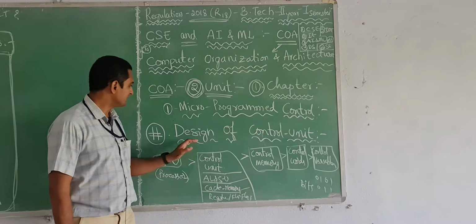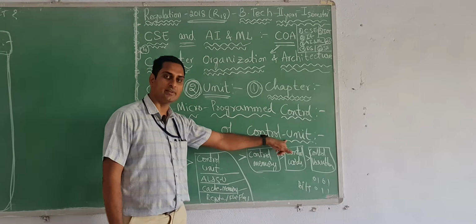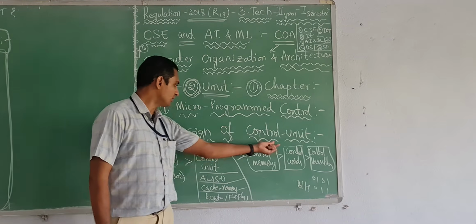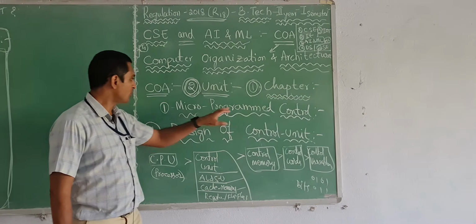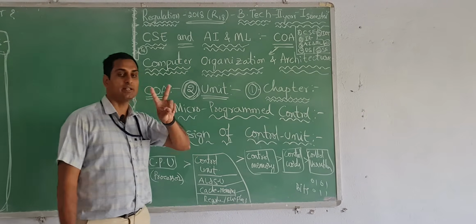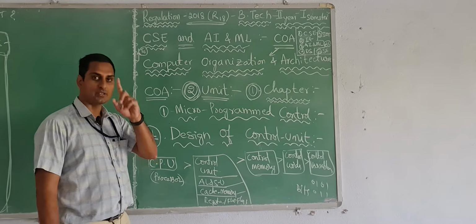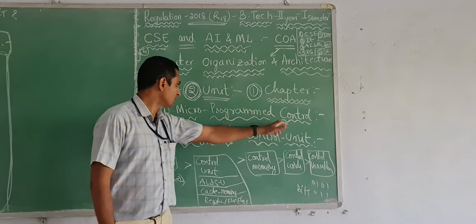Today's topic is design of control unit. This is very important, design of control unit. This is a topic from the first chapter, microprogrammed control, from the second unit. Now it is second unit. First chapter is microprogrammed control.